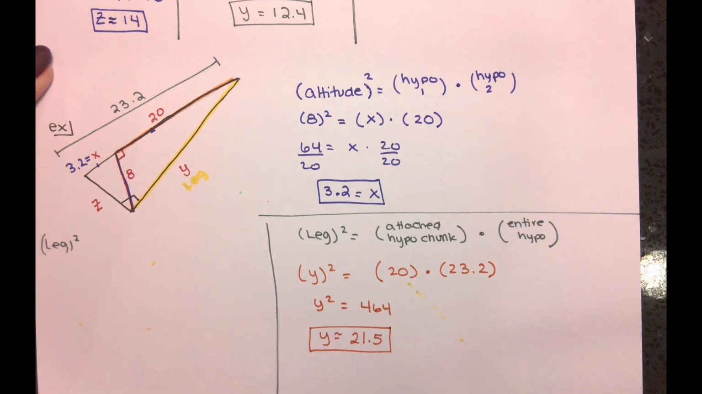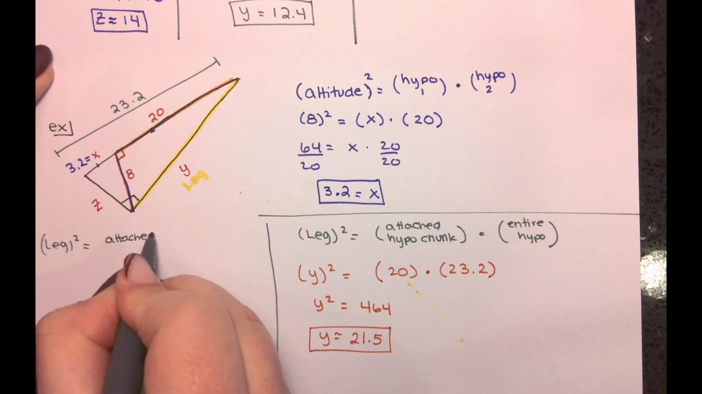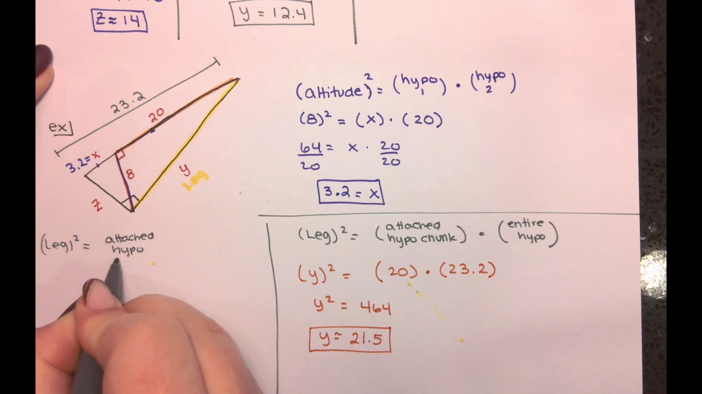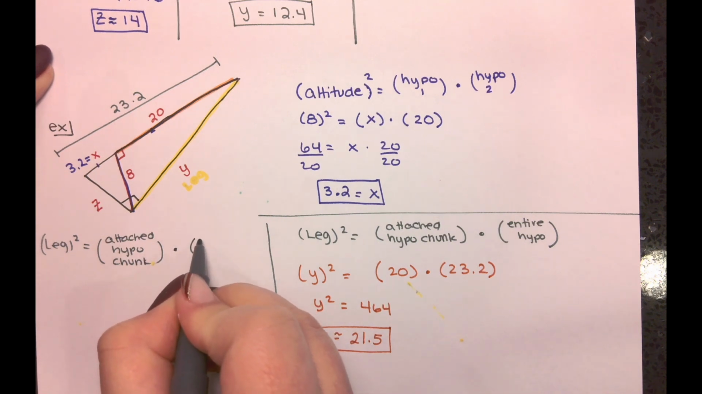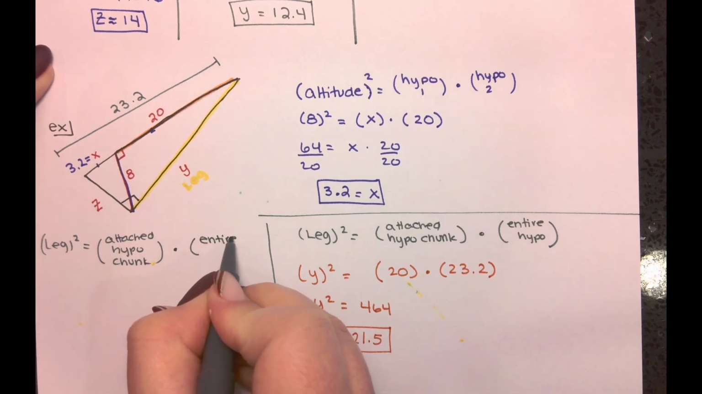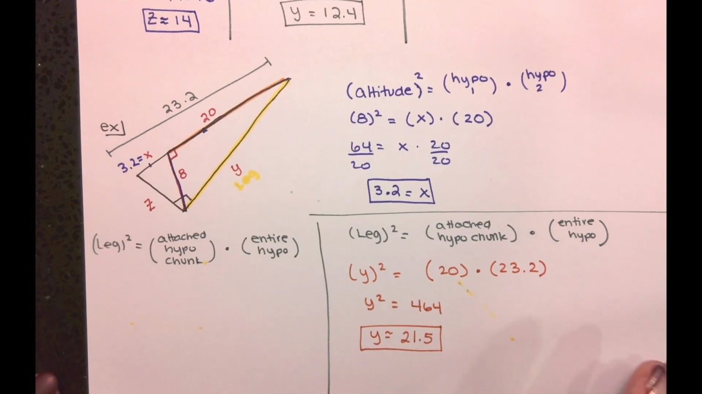We can do the leg theorem one more time for z. Now again, beautiful people, with my attached hypotenuse chunks and all these words that I'm providing for you, I'm just trying to help you understand these theorems a little bit more. Obviously, the hippo chunk is not a mathematical terminology.